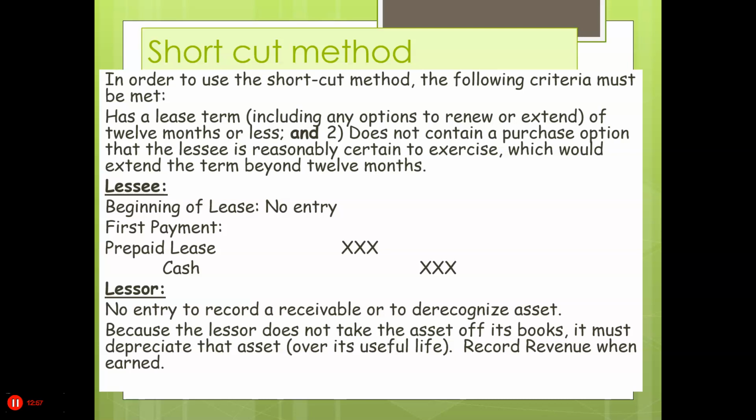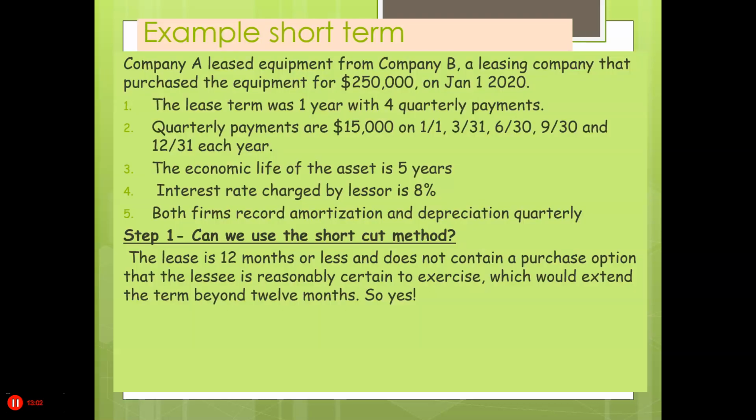Now let's look at an example. Company A leased equipment worth $250,000, but it's only for 1 year. We know the economic life, we know the interest. Can we use the shortcut method? The lease is 12 months or less and does not contain a purchase option that the lessee is reasonably certain to exercise, which would extend the term beyond 12 months. So yes, we can use the shortcut method. Now let's take a look at our entries.